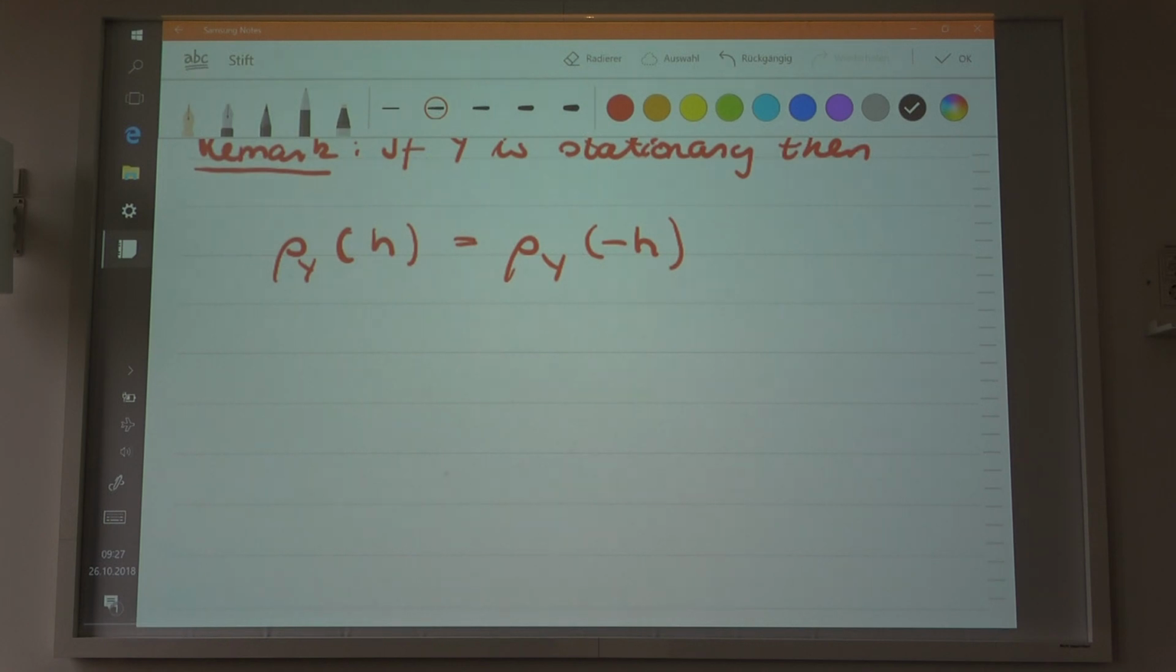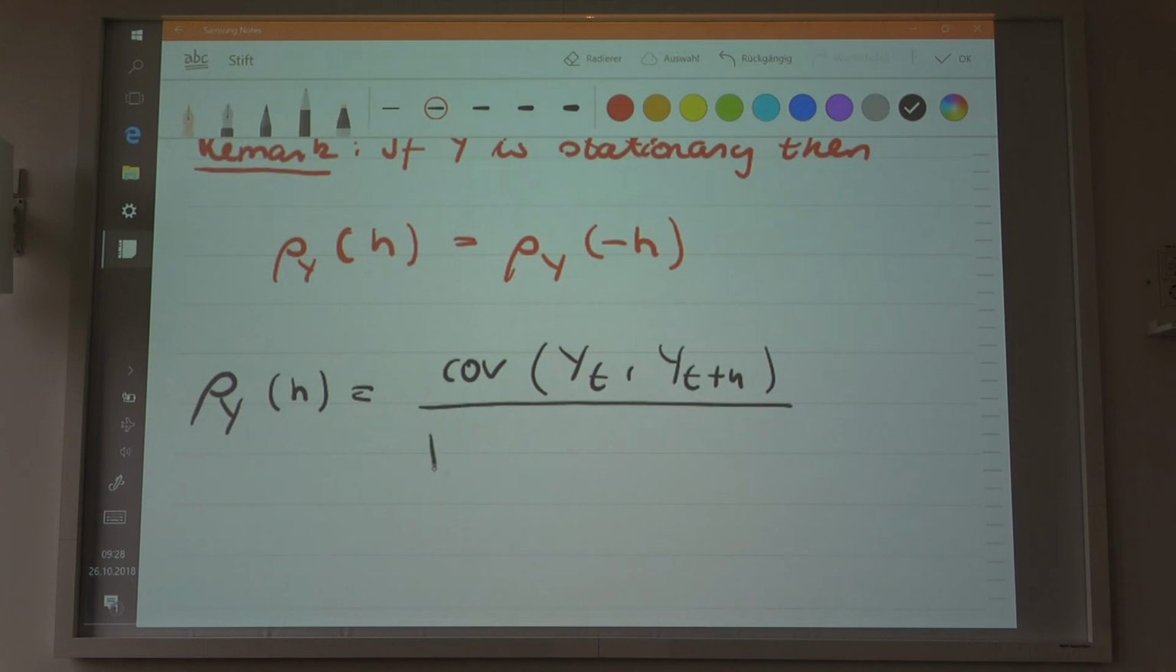This is part of the exercise, but I can consider that here too. The autocorrelation at point h is, of course, the covariance of yt and yt plus h, divided by the standard deviation of yt times the standard deviation of yt plus h, obviously.